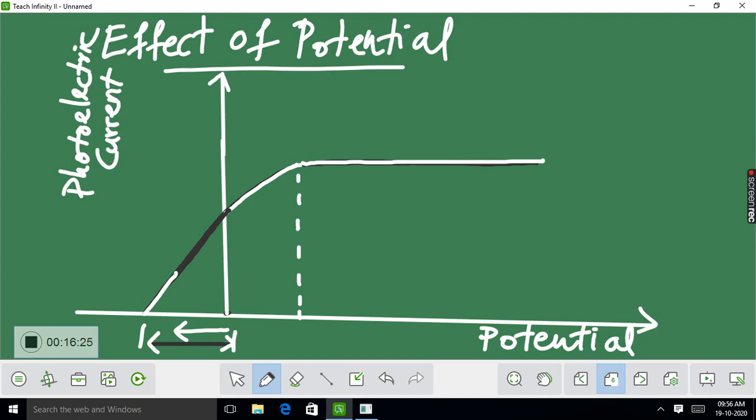And this minimum negative potential given to the collector at which the photoelectric current becomes zero is known as the stopping potential or cutoff potential, V0. The stopping potential or cutoff potential is the minimum negative potential given to the collector at which the photoelectric current becomes zero.